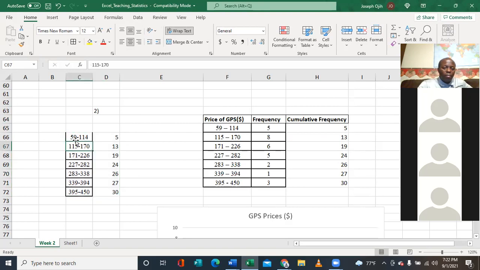So upper interval means that we're going to start from 59, then 114. So just go this way, 114, only 170, that should be more appropriate. So put only the upper intervals. 226, and then 282, then 338. Okay. 394. Okay. 450. So now you can draw a picture. That will give you a better graph.